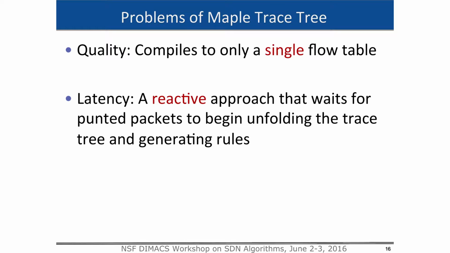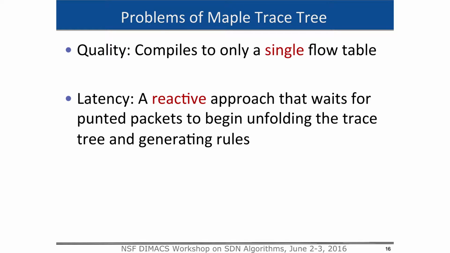Maple greatly simplifies control plane SDN programming, but it has its own constraints. The first is that currently Maple can only compile flow rules into a single flow table. This is because a packet has multiple attributes, and the cross product between packet attributes will make the single flow table huge. The second is that Maple essentially takes a reactive approach: it waits for packets to arrive, points them to the controller, and then traces and generates the flow rules. And the latency could be high.